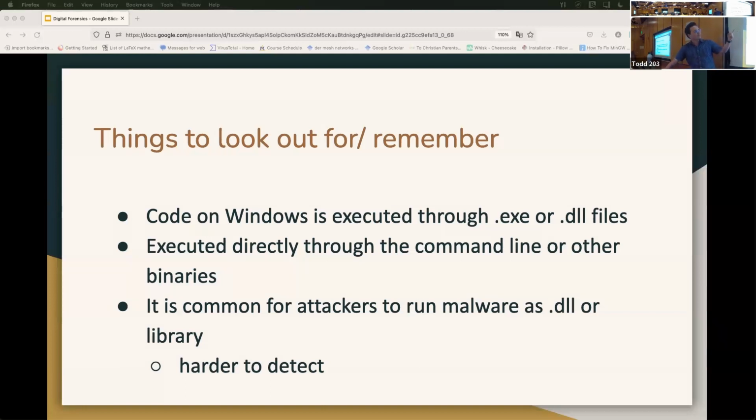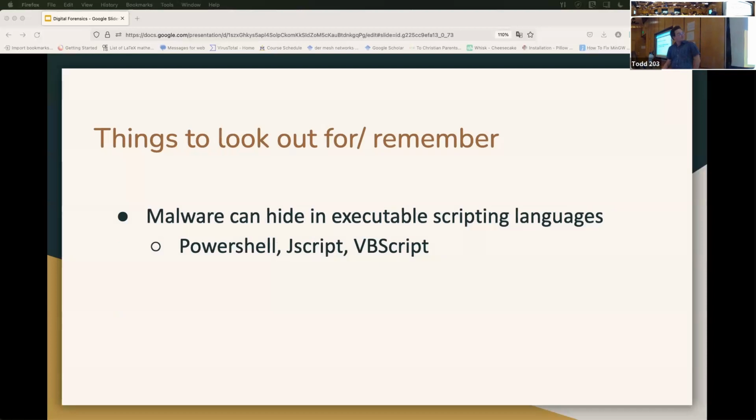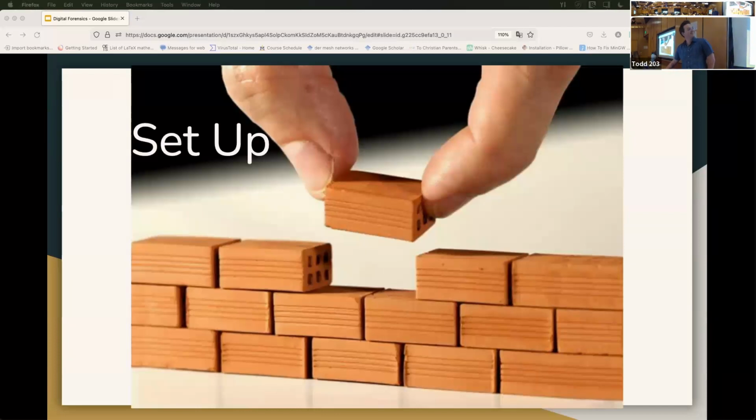Code on Windows is typically executed through exe or DLL files, DLLs being dynamically linked libraries, and it's typically executed directly through the command line or other binaries. It's common for attackers to run malware as a DLL because those can be dynamically linked in our system, and it's harder to detect whether or not that's malware. And malware can hide in executable scripting languages like PowerShell, JScript, or VBScript. And so now we can move into setup.